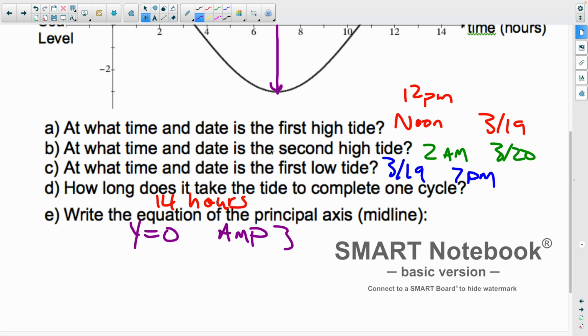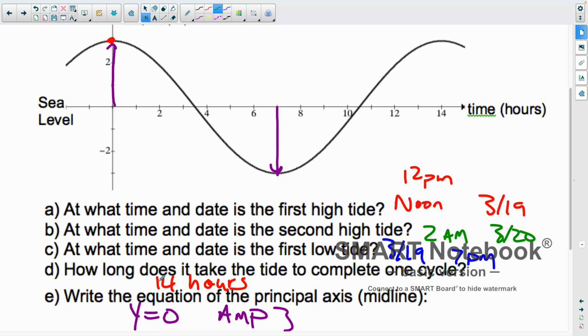So when we were writing equations, we wrote things in the form of y equals A, B, X minus C, plus D, and this was interchangeable here. That could be sine or cosine. All right? Now, before we continue, let's pick. What are we going to do in this case? Are you going to do sine or cosine? Cosine? Why cosine? Because it starts at its highest value.